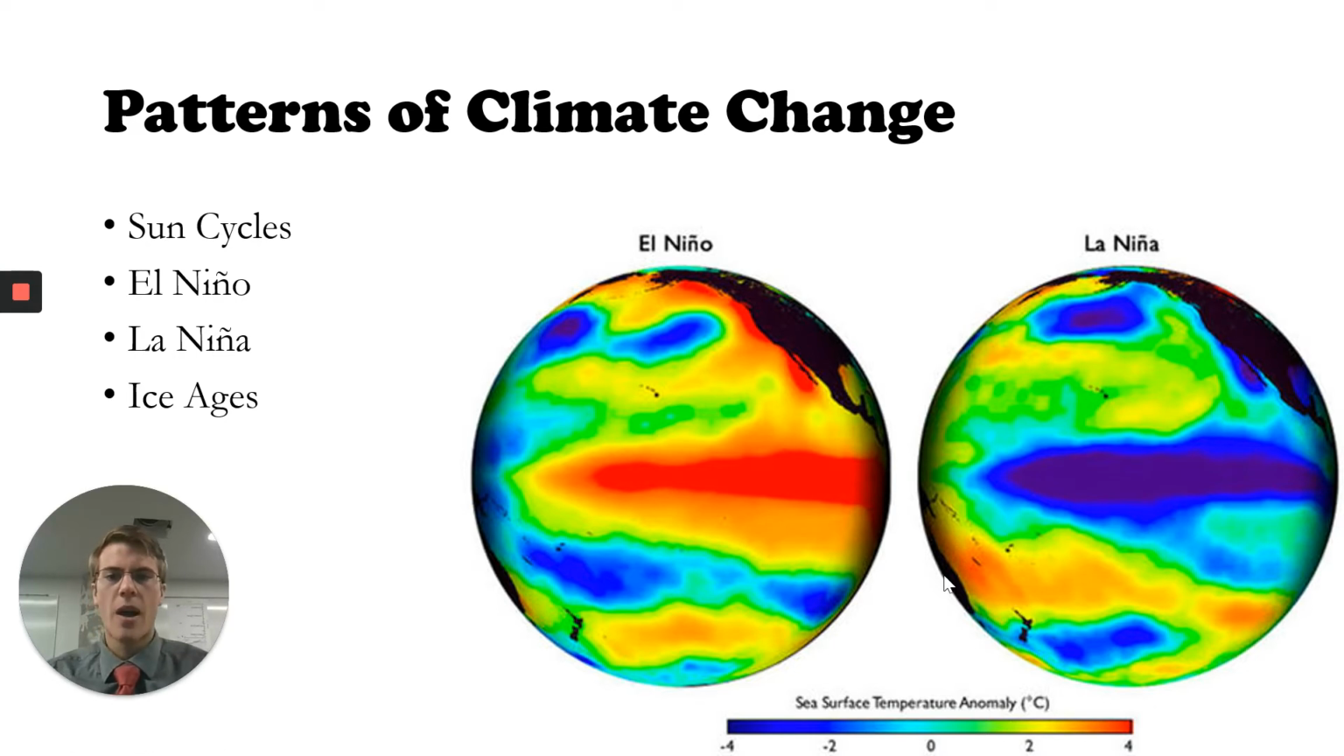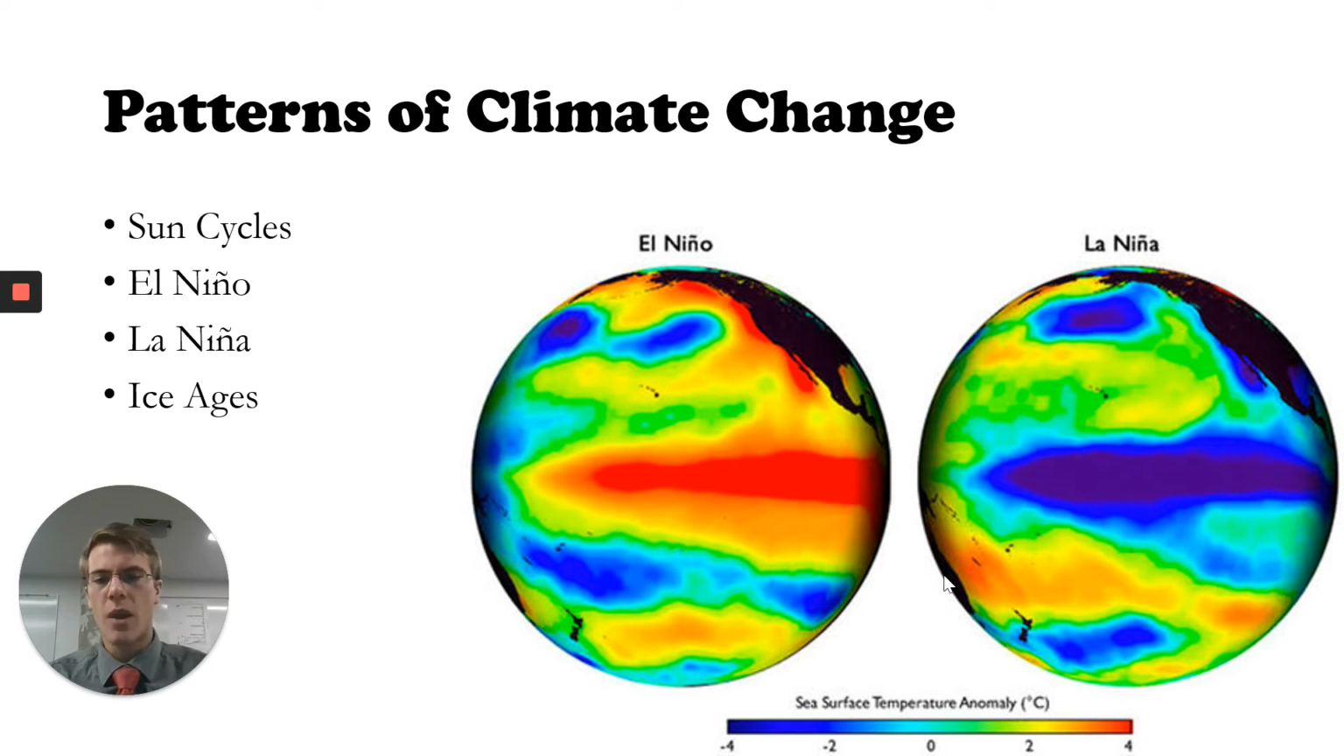So let's talk about some patterns of climate change, because when we think about climate change, I think sometimes we think immediately about the human impacts on climate change, but there are some natural cycles and patterns of climate change that we see in the world. One of them is sun cycles. In sun cycles, essentially what happens is there are periods of time where there's different amounts of heat energy transmitted from the sun. And it's dependent on these things called sunspots.